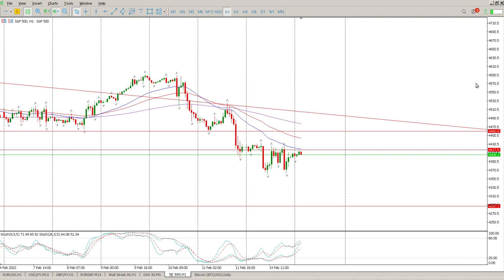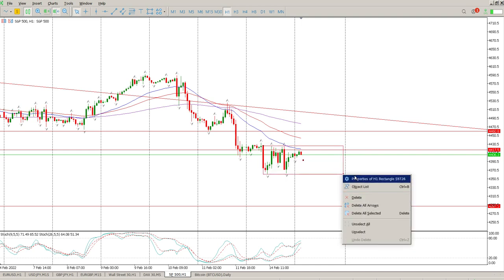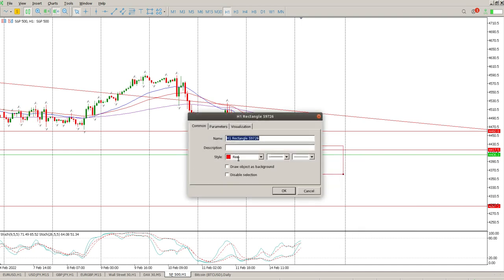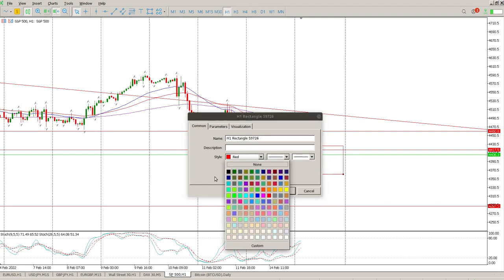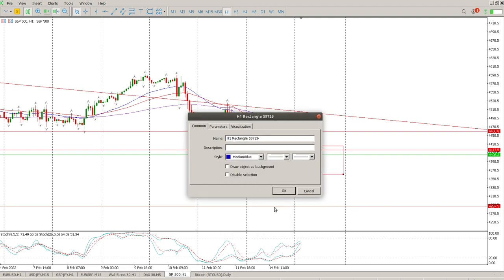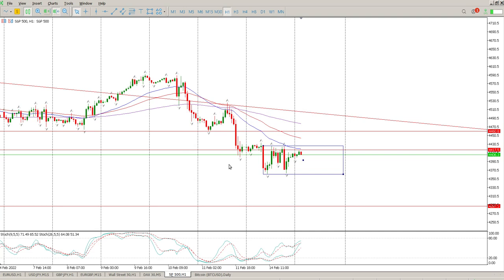Trend is down, no two ways about that. You can see continually making lower lows and lower highs. And even over here, we're sort of forming a bit of a range now. I'm going to use a box here. Let's just make the box a different color. Let's pick like a bright blue. Okay, so we've got this box here.